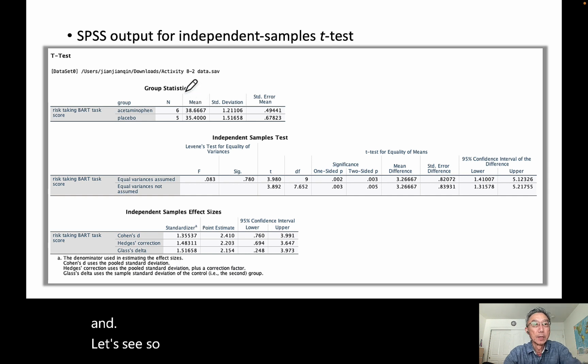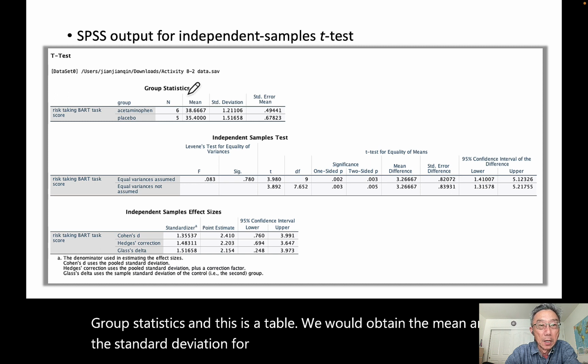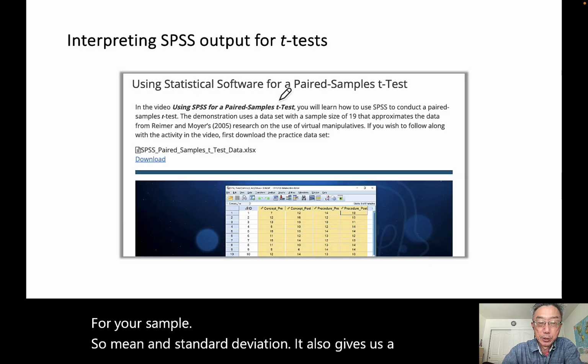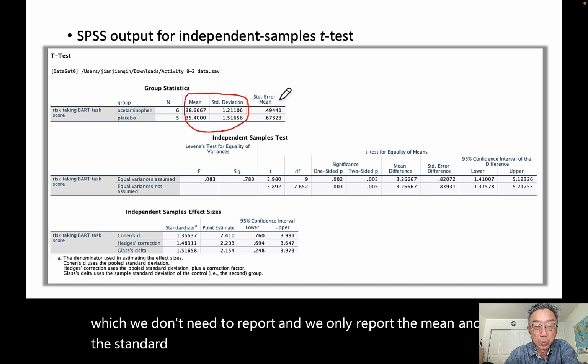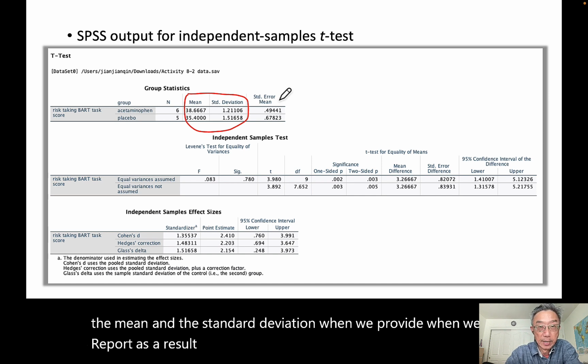So you have group statistics, and this is a table. We would obtain the mean and standard deviation for your sample. Okay, it's the mean and the standard deviation. It also gives us a standard error, which we don't need to report. And we only report the mean and the standard deviation when we report the results of a study.